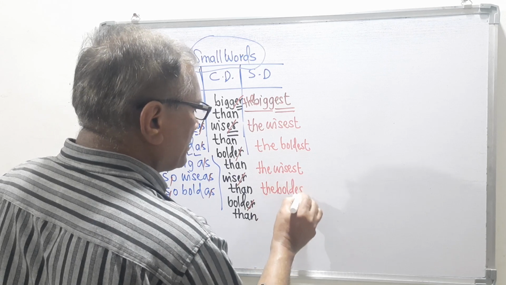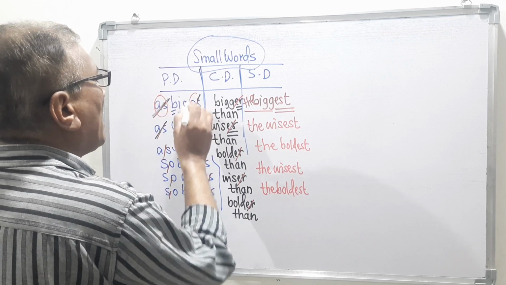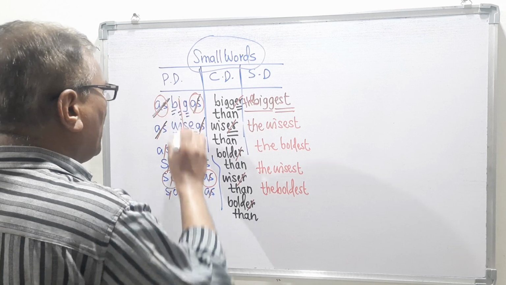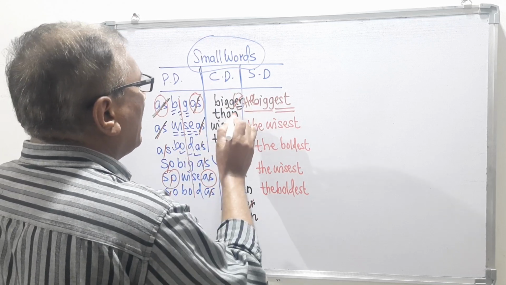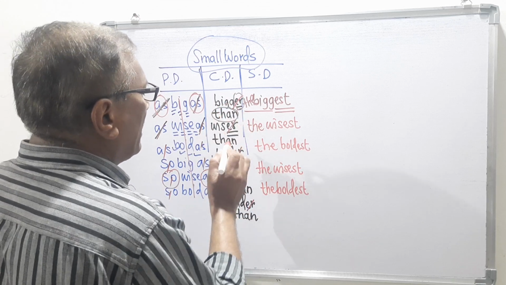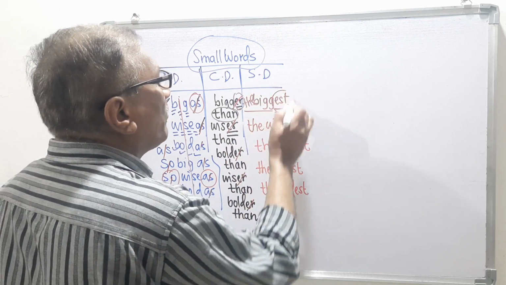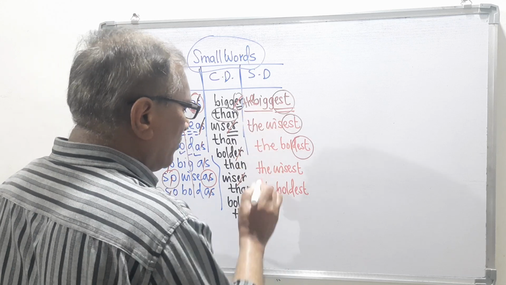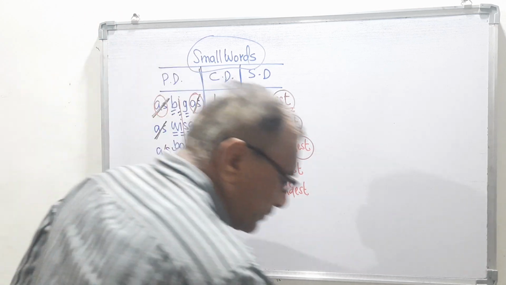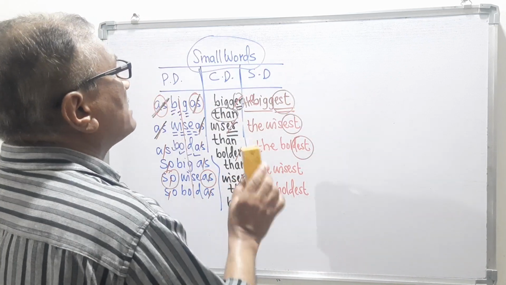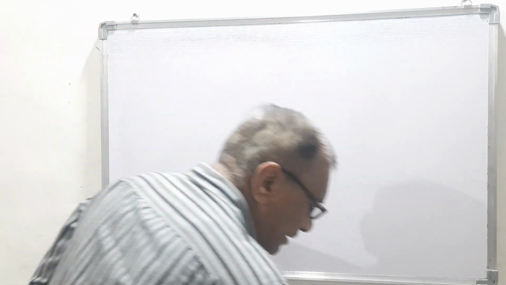So remember, the point is this: the PD forms, that is positive degree forms, are made with as, or so, as, and in between there is the adjective or adverb. Comparative forms are made with the help of er and than, and there is the adjective or adverb. SD forms are made with the help of EST, and before the word there should be the article. So the biggest, the wisest. Like this we can make the PD, CD and SD forms from the small words.